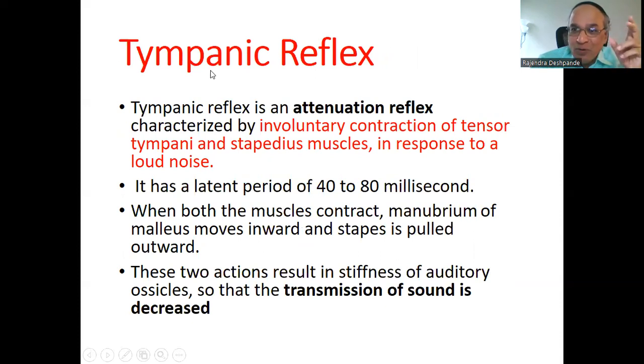I was telling about the functions of the middle ear will be the short note, SAQ, but this is another SAQ. SAQ inside SAQ. So that is tympanic reflex. You will be asked, what is tympanic reflex? What is attenuation reflex? These are the synonyms. It is characterized by involuntary contraction of tensor tympani and stapedius muscle in response to loud noise.